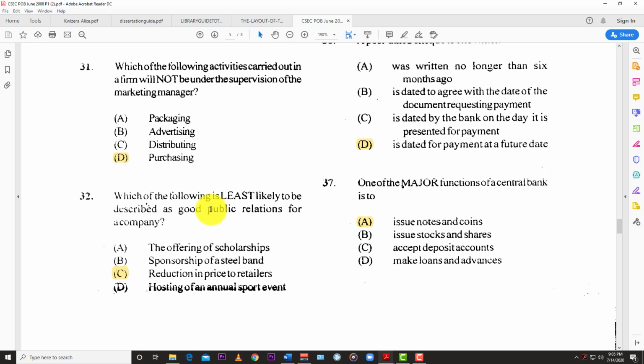32. Which of the following is least likely to be described as a good public relation for company? And so the best answer here is C, reduction in price to retailers. Because the reality is this doesn't really affect the general public directly. But if you offer scholarships, you look good in the public's eye. You're helping the youths. You sponsor a steel band, helping the community directly. Hosting of annual sport events, again, you're helping the youths and helping the community to grow. But this one just mainly helps maybe the retailers or something like that.